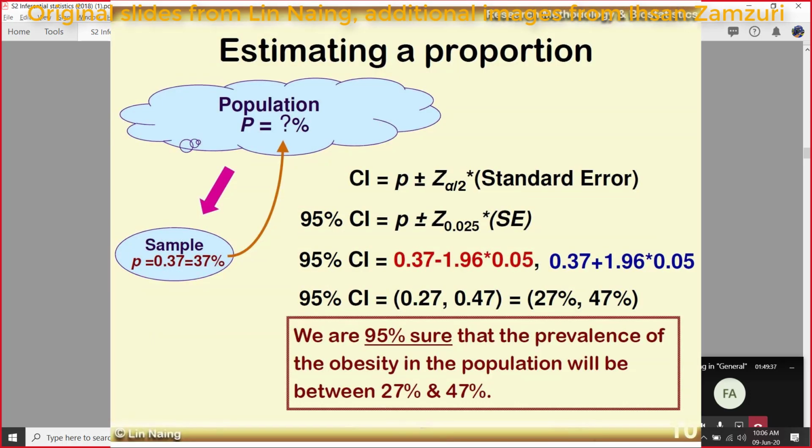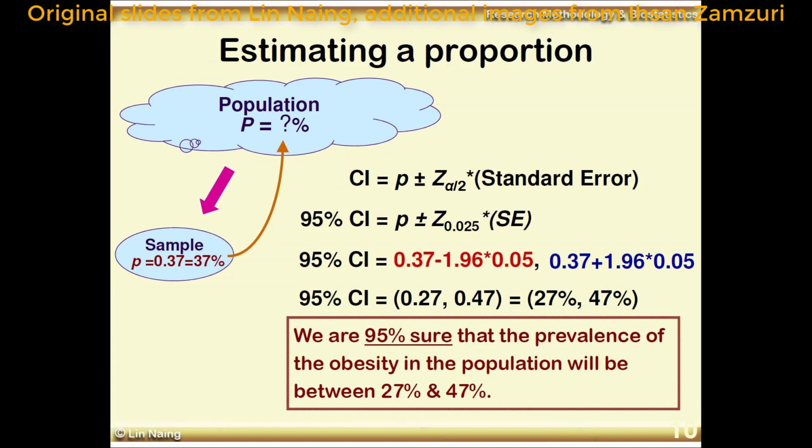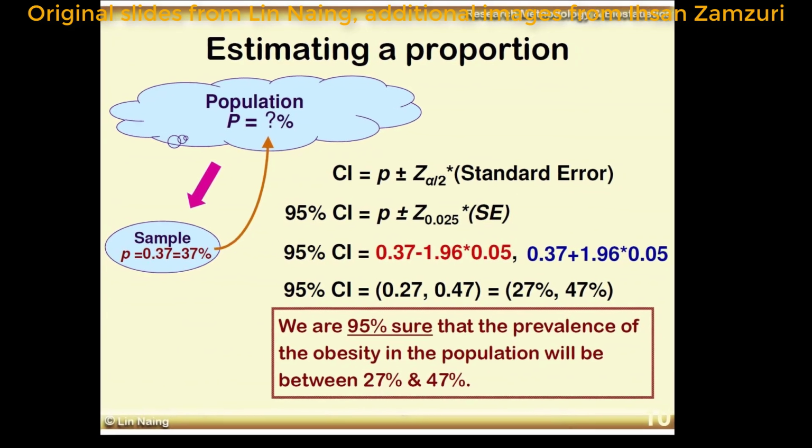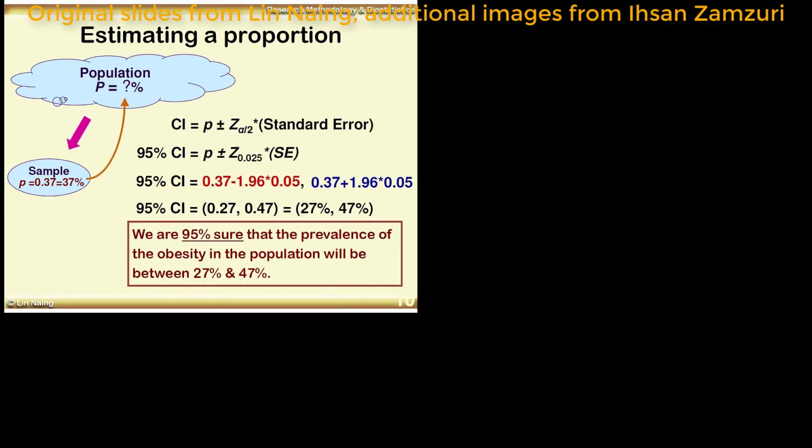Okay. Next one is the CI for proportion. If you get the rate, what is the CI? To calculate the confidence interval for proportion, we need to know the standard error. In this slide, the standard error is written as 0.05. So how did we get 0.05?